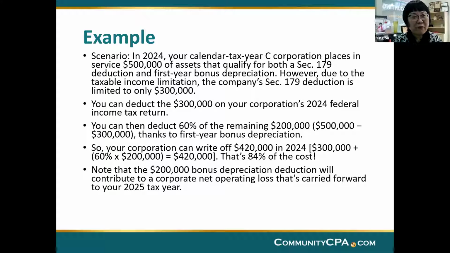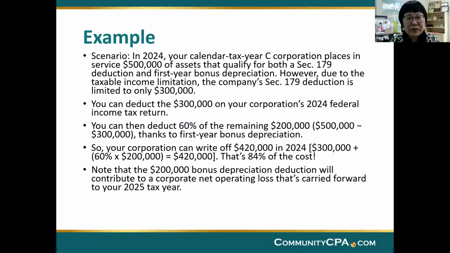Scenario in 2024: your calendar year C Corp placed in service a $500,000 asset that qualifies for Section 179 and first year bonus depreciation. However, due to the taxable income limitation, the company's Section 179 is limited to only $300,000. Why? Because they only had $300,000 profit. So you can deduct $300,000 and zero out your profit.